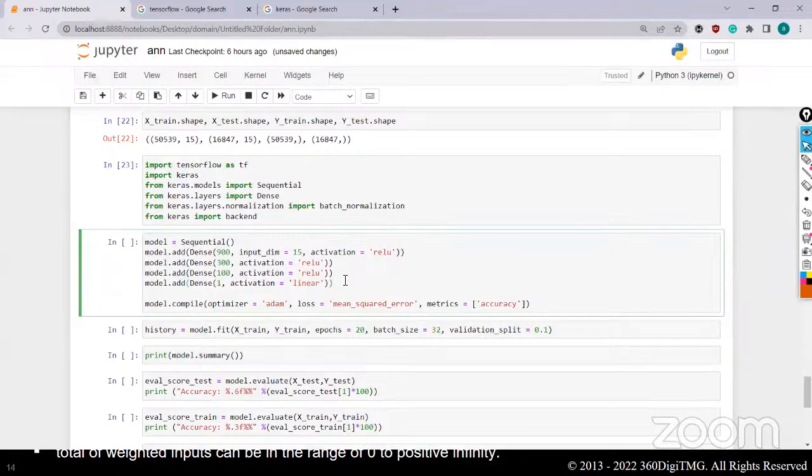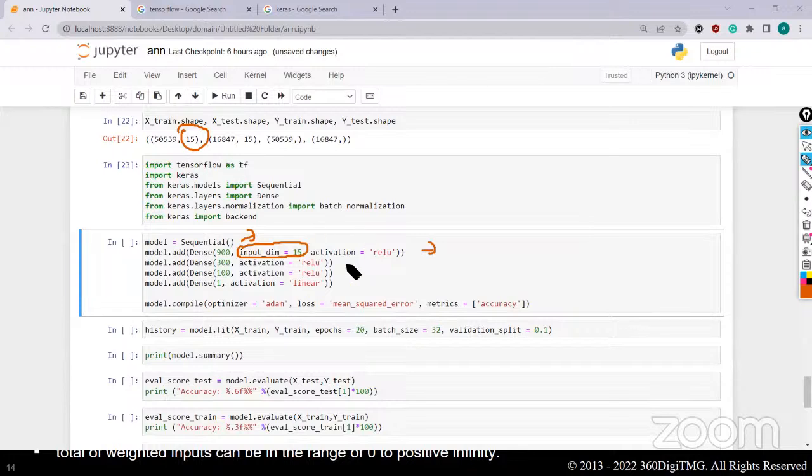Then we are building a model. Here we have initiated a sequential model. So we are building our input layer. Here we have to specify the input dimension, and this input dimension should match the number of columns you have. That is very important. We have to remember that.